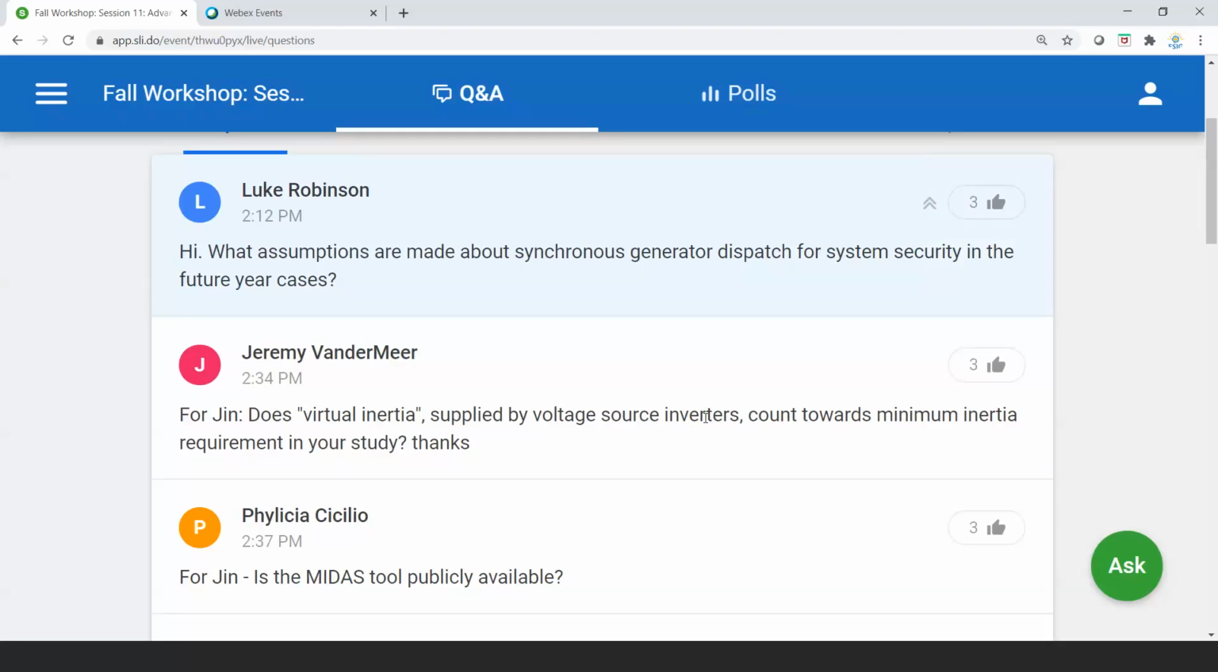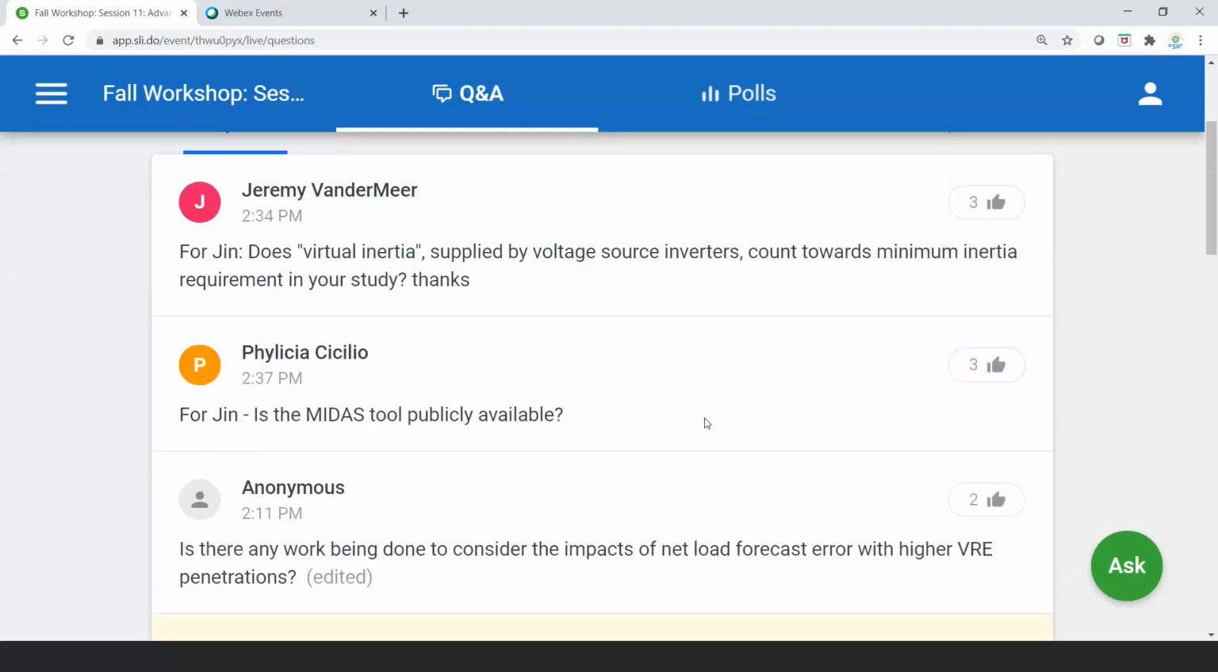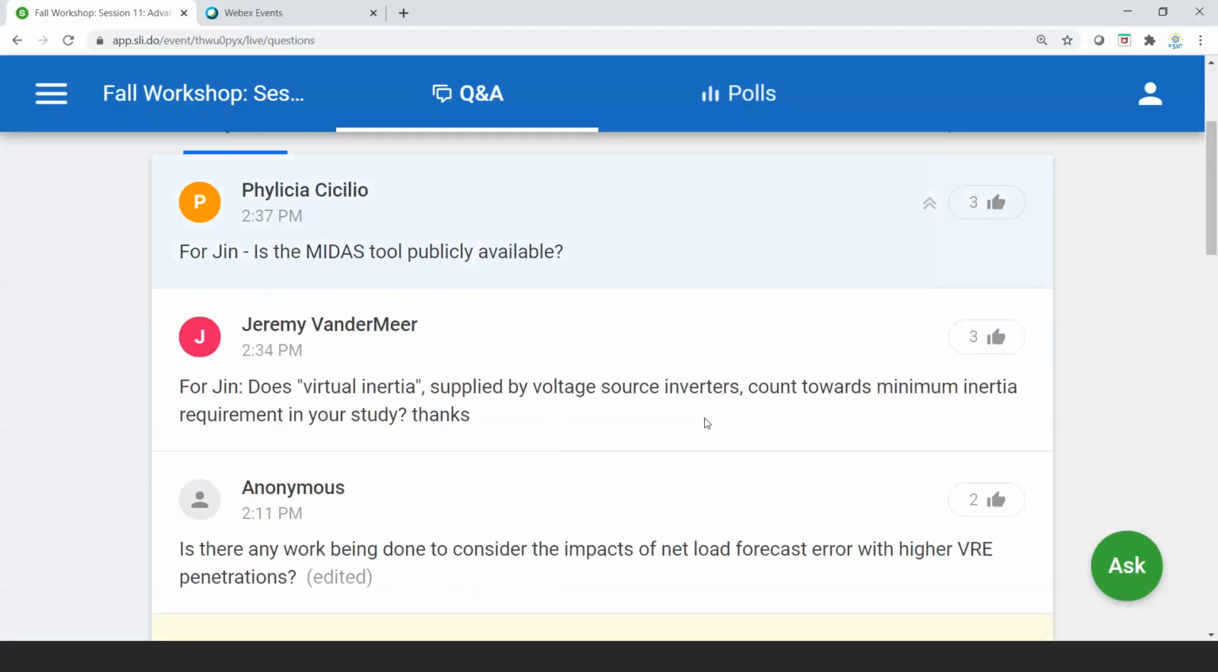Just a quick one, Jin, for you. The MIDAS tool, is that publicly available, or are there plans to make it publicly available? We plan to publicly release it after we finish all the testing. This is the end of our second year, so we plan to release it when we're approaching the end of the third year. Understood.